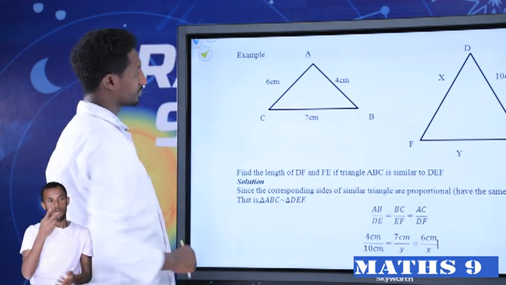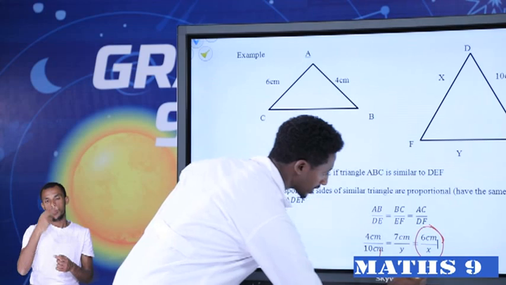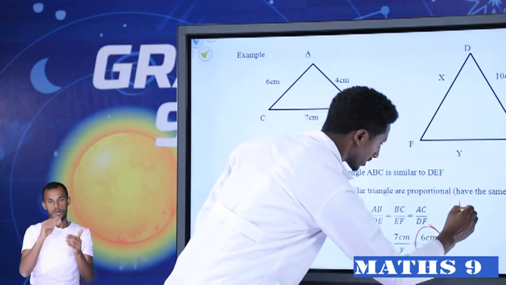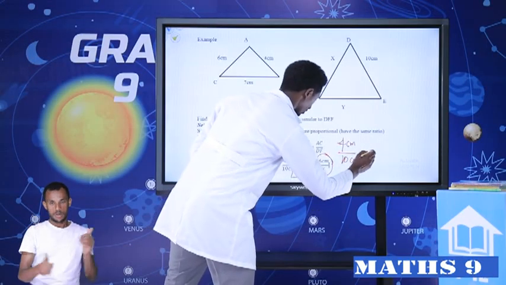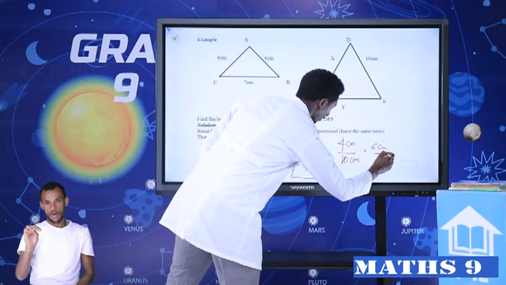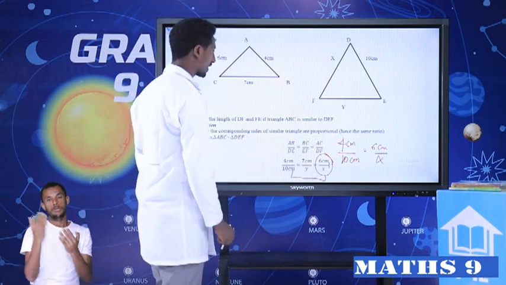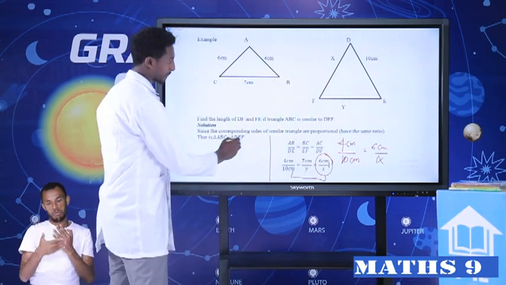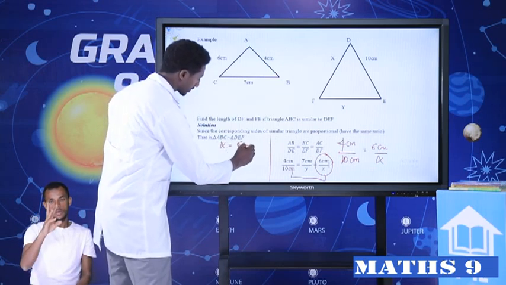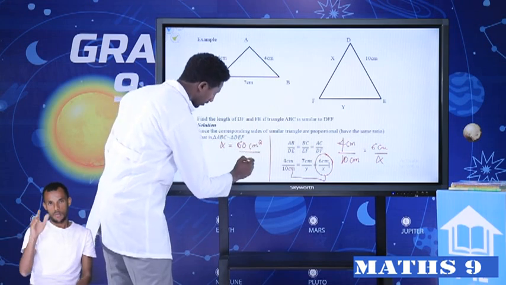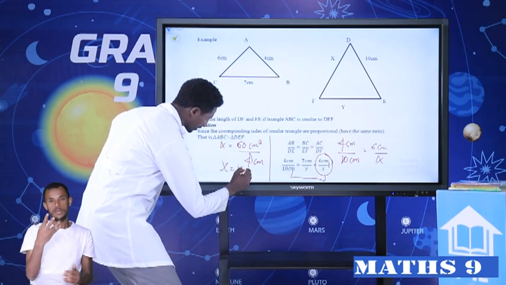And also to find X, we can use this equation. That's 4 centimeters over 10 centimeters, which equals 6 centimeters over X. It is very simple to find the value of X. X equals 60 square centimeters over 4 centimeters. So we can find X equals 15 centimeters.